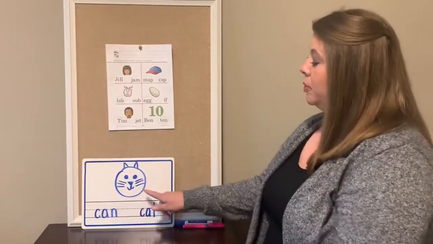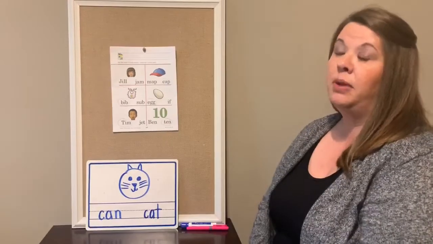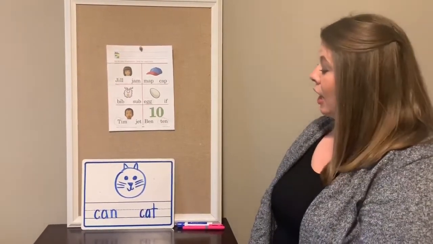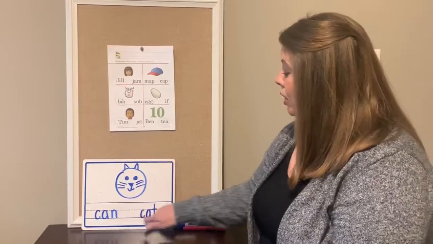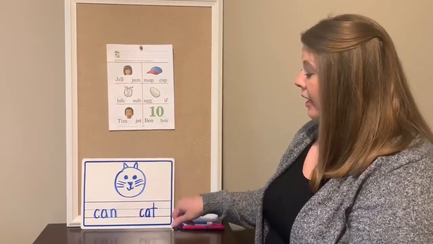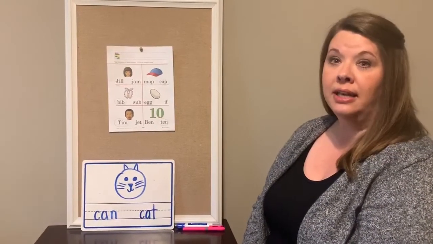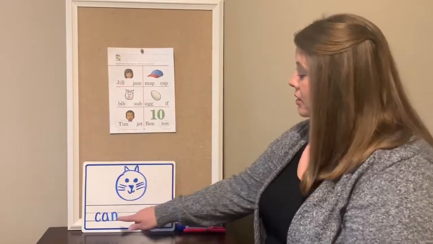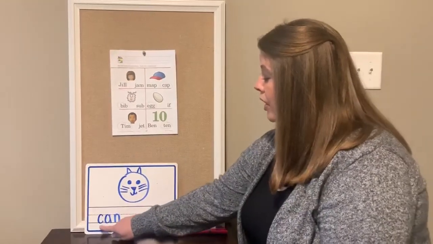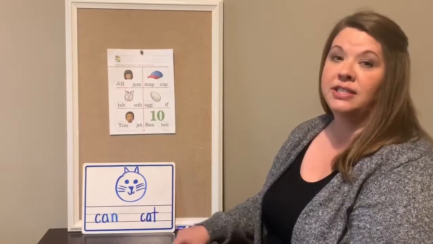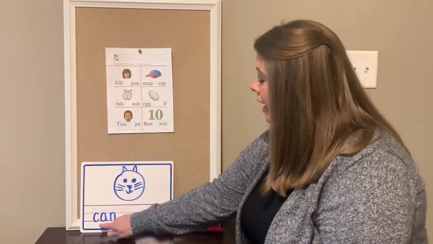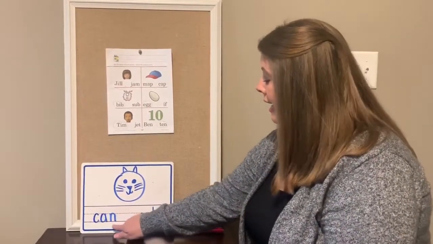As you can see, Miss Briana drew a picture of a cat. So if you would see the cat, then you'll look at the two words at the bottom and try to decide which word says the word cat. So you'll look at it. The first word has the letters C, A, and N. If you sounded it out, it would be k, an, can.